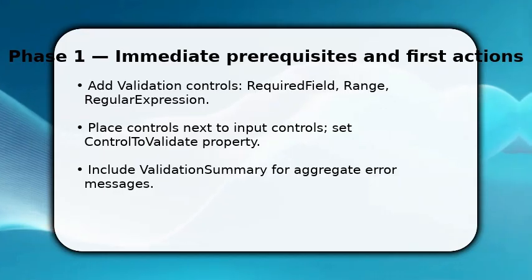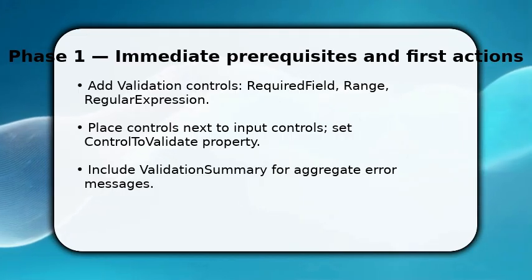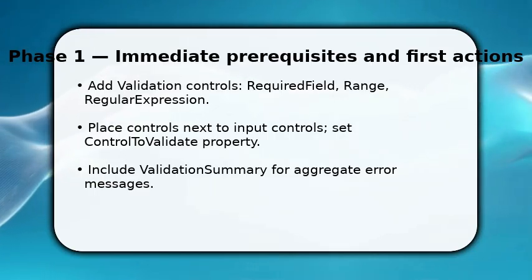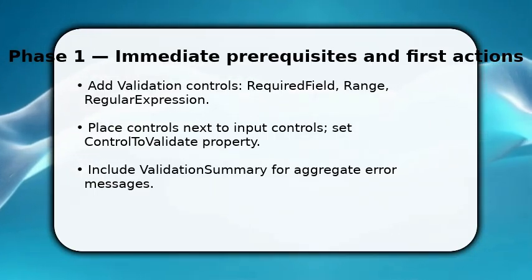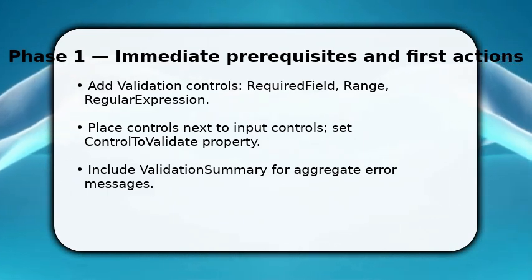You begin by adding the core validation controls to your page: required field validator, range validator, regular expression validator, and a validation summary for context. After that, set each control to validate to the matching text box or input ID so validation targets the right field. Once done, configure basic properties like error message and display. Make sure to use meaningful messages so users know what failed. This first step enforces simple client-side checks before progressing to conditional or custom rules.